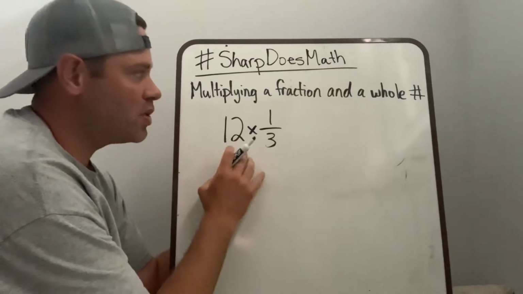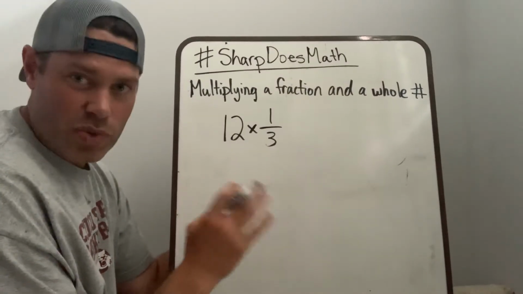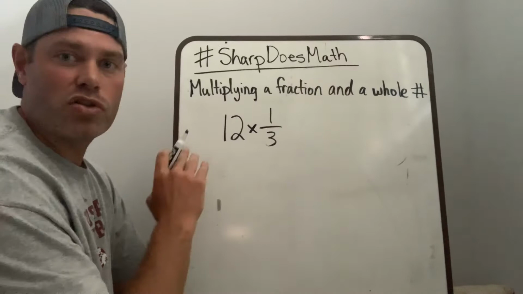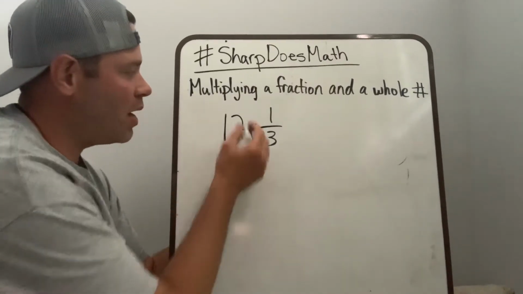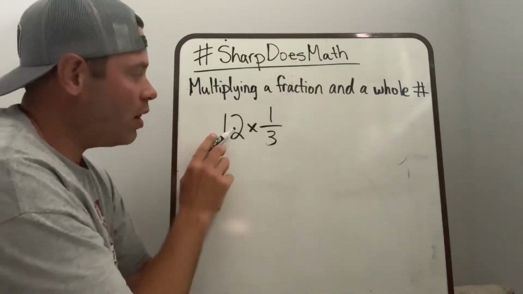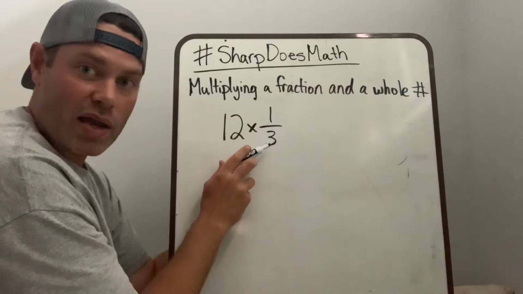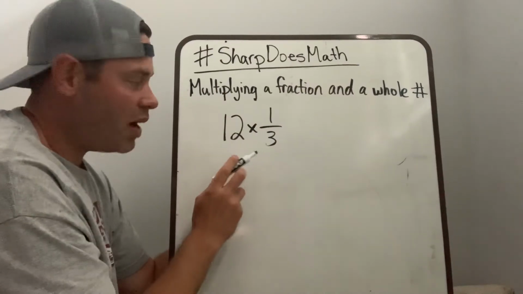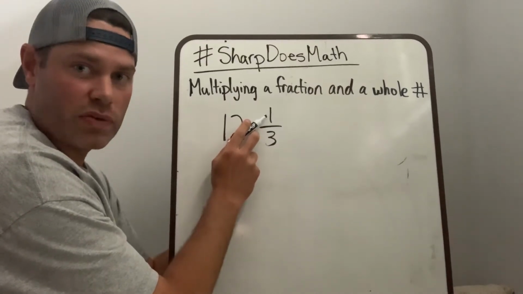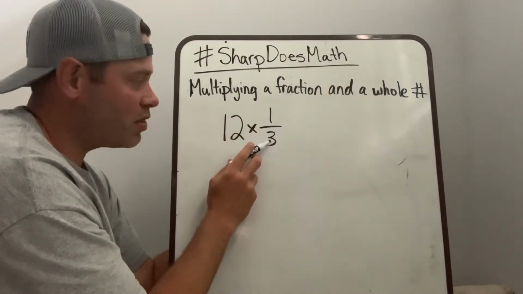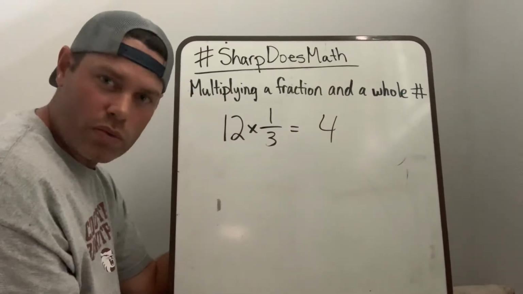Now, for these particular problems, you can do that. I don't think it's really necessary, and I'll show you why. When I take my whole number here, all I'm going to do is multiply by the numerator and then divide by the denominator. So if I do that, 12 times 1 is 12. And if I take 12 and divide it by 3, my answer is 4, right?